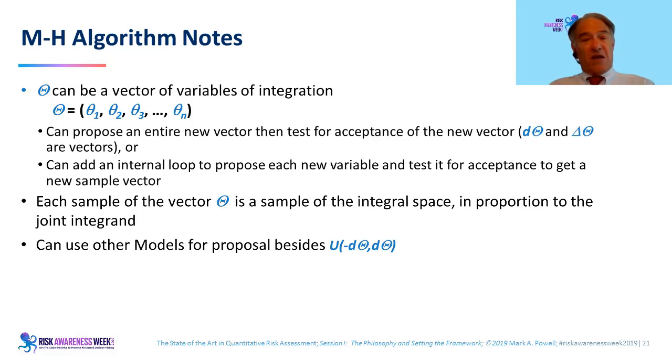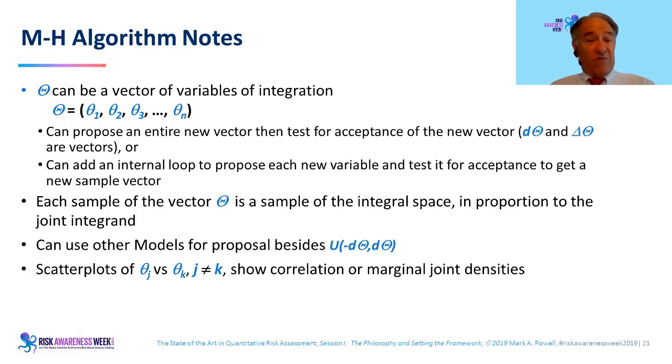We can use other models for proposals besides that uniform, from minus the proposed step size to the positive of the step size. In fact, one that's very, very commonly used that works great is a normal distribution with the mean at the current state, and the step size is effectively replaced by the variance. So we can vary the variance. That gives us a different proposal to add to our previous value.